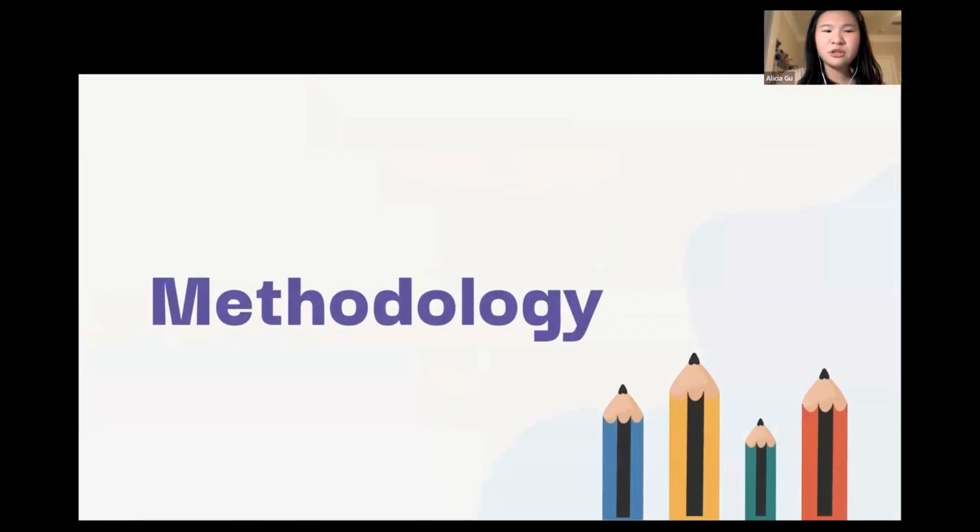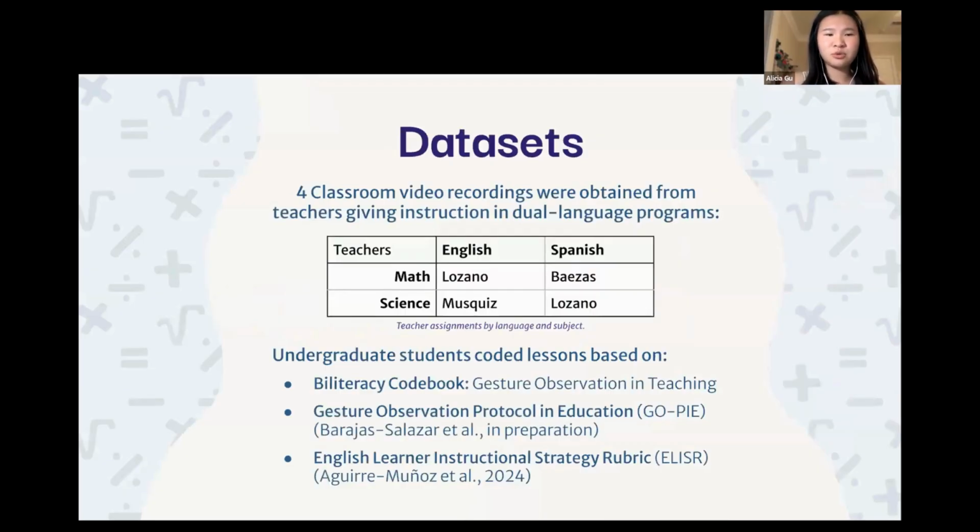For methodology, we analyzed 4 classroom recordings, which are just recordings of teachers giving lessons in their classroom environment. So this was across the 2 subjects, math and science, and the 2 languages, English and Spanish, with 1 teacher for each of the conditions. Undergraduate students already coded these videos to depict which timestamps had which kind of gestures or other modifiers.